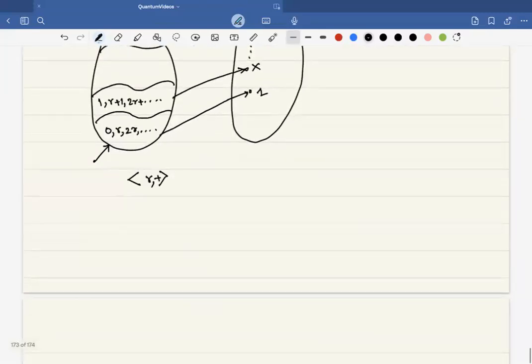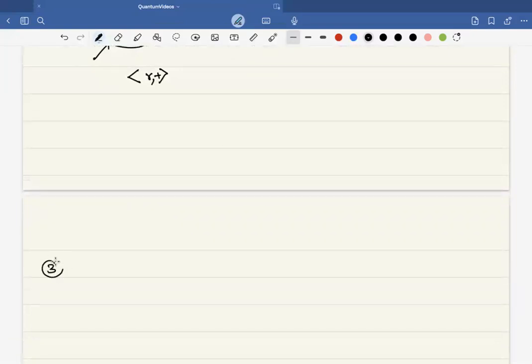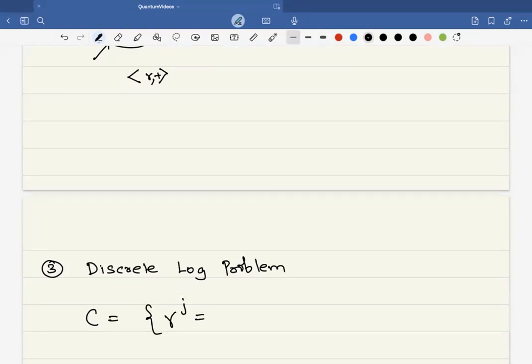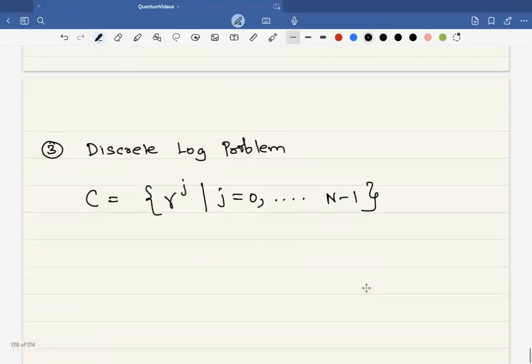Okay. Now, one final example is the discrete log problem. So what is the discrete log problem? Let's take a set C, which is equal to gamma to the j, where this j is equal to 0 through n minus 1. So you can again think of this as multiplication modulo n. So gamma belongs to, let's say, this set, and the discrete log problem is the following one.